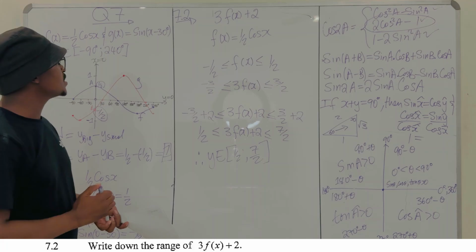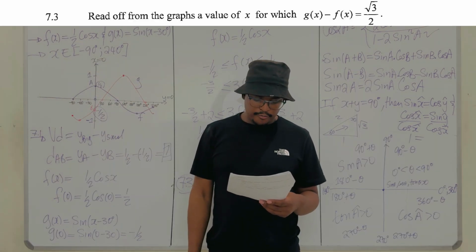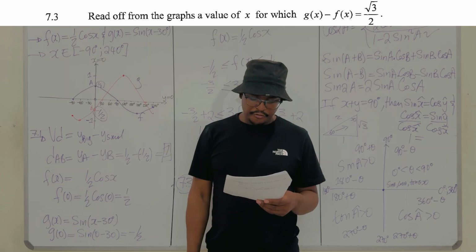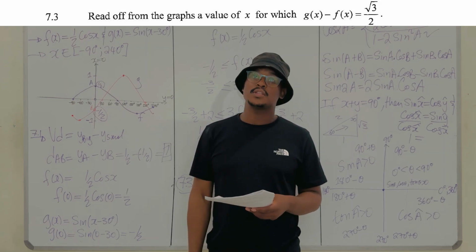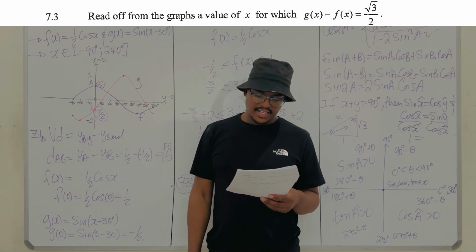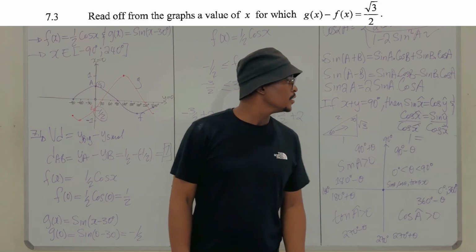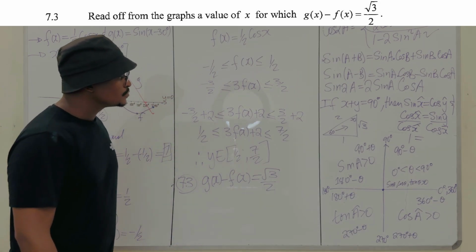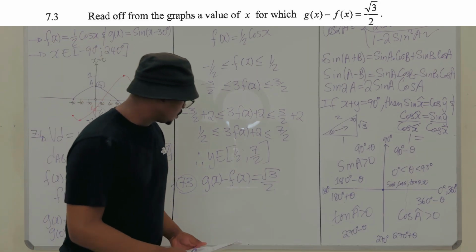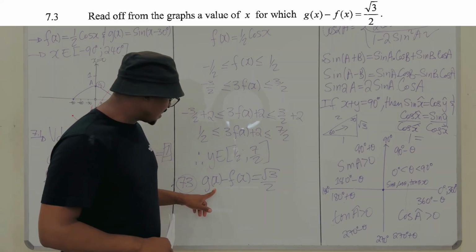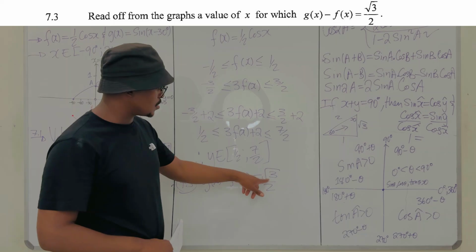Now, we're going to do 7.3. What are they saying in 7.3? Read off from the graphs the value of x for which g of x minus f of x is equal to 3 over 2. So they want us to find the values of x for which g of x minus f of x is equal to 3 over 2. So we want the value of x where g of x minus f of x is equal to 3 over 2.